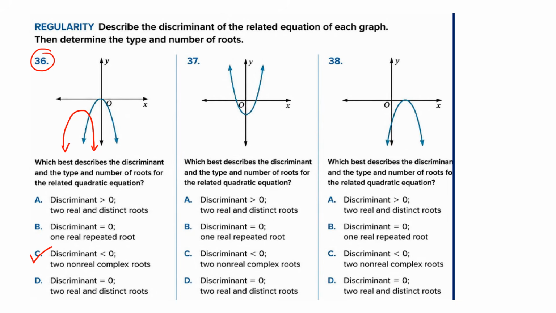For question 37, we've already discussed there are two roots. So therefore, you will choose option A, discriminant positive, two real and distinct roots. For question 38, the discriminant has to be exactly 0 and one real repeated root. So this is how you choose the correct option from the multiple choice.